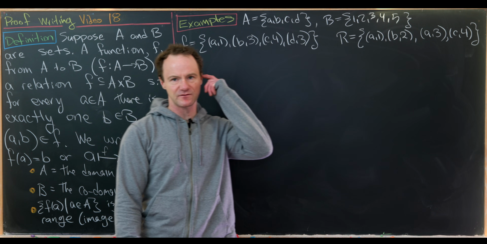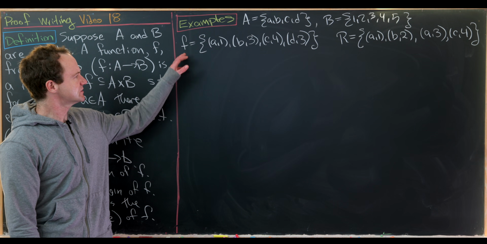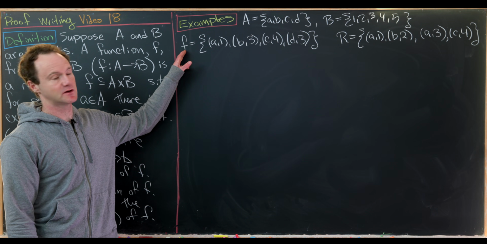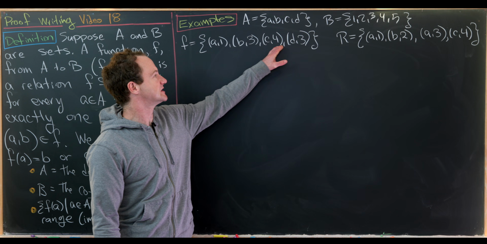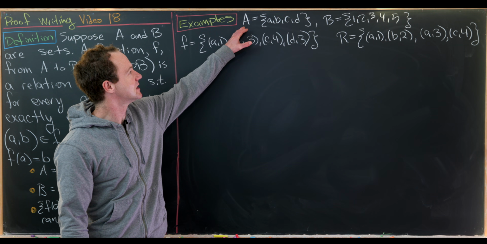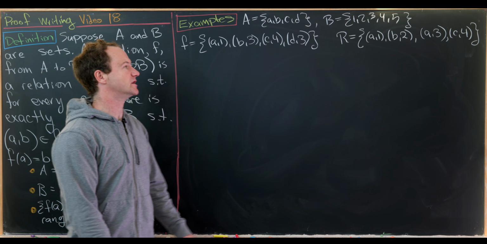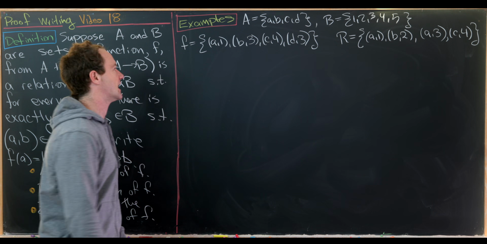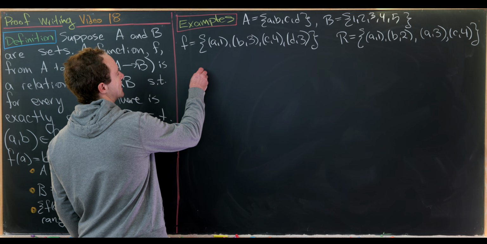Okay, so now let's look at a very basic example and then a non-example as well. Let's look at this function f. It takes a to 1, b to 3, c to 4, and d to 3. I should say that A is the set {a, b, c, d}, and B is the set {1, 2, 3, 4, 5}. We could maybe draw this in a picture like this.